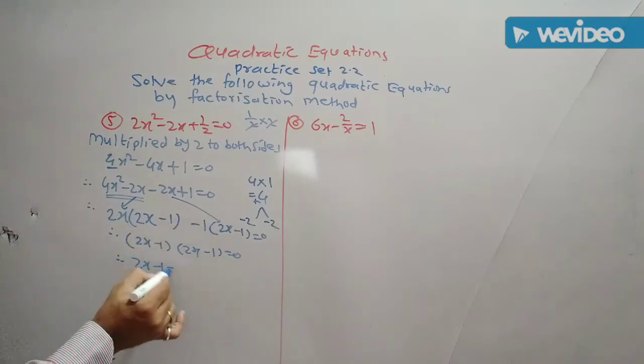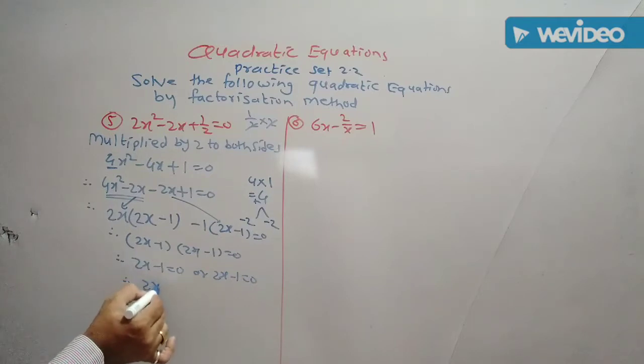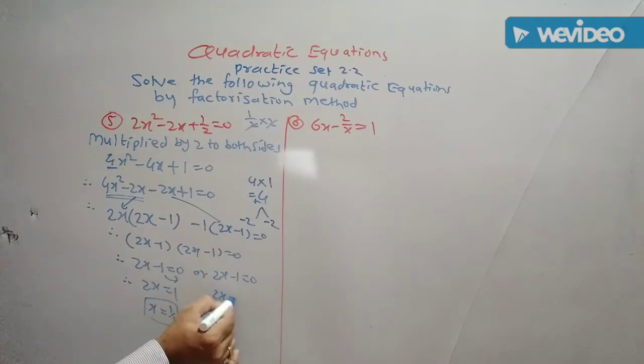Now 2x minus 1 is equal to 0 or 2x minus 1 is equal to 0. Now minus 1 gets converted to plus, multiplied 2 gets converted to division, again minus 1 gets converted to plus, multiplied 2 gets converted to division, and therefore the solution of this equation is 1 half and 1 half.